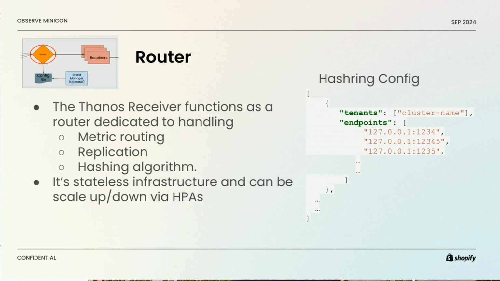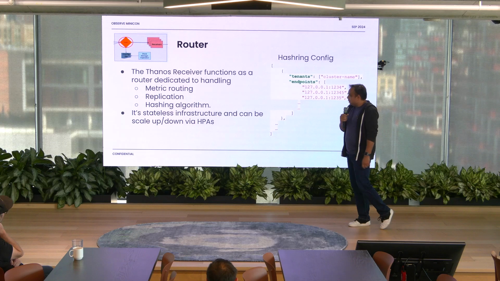There are two hashing algorithms, Ketama and simple hash mod, that exist today in the router. So as you can see, the router is mostly in-memory processing, stateless kind of thing, so it's easy to manage through HPAs.